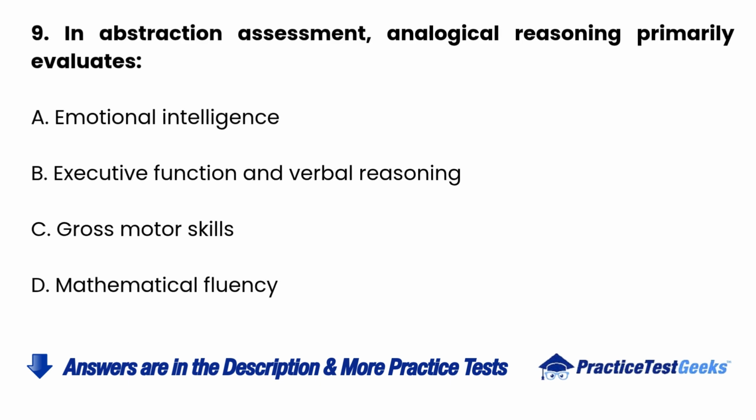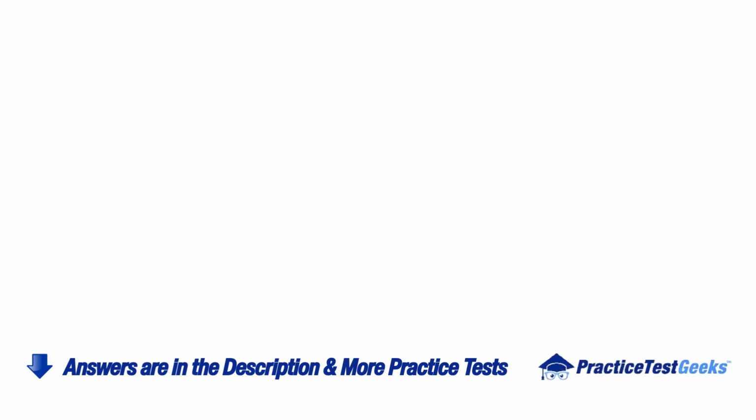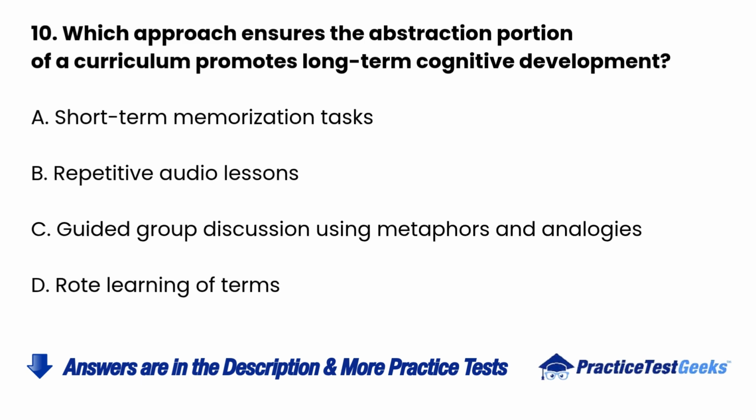9. In abstraction assessment, analogical reasoning primarily evaluates A. Emotional intelligence. B. Executive function and verbal reasoning. C. Gross motor skills. D. Mathematical fluency.